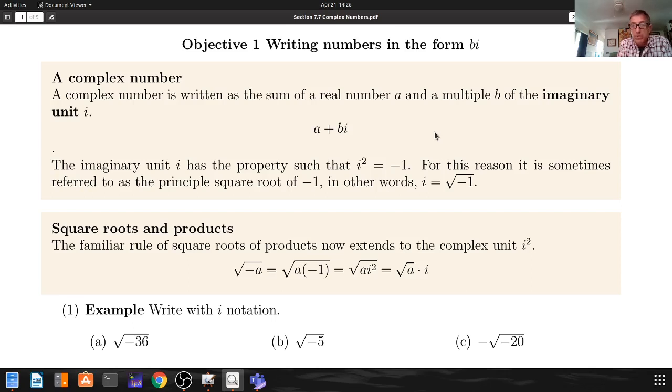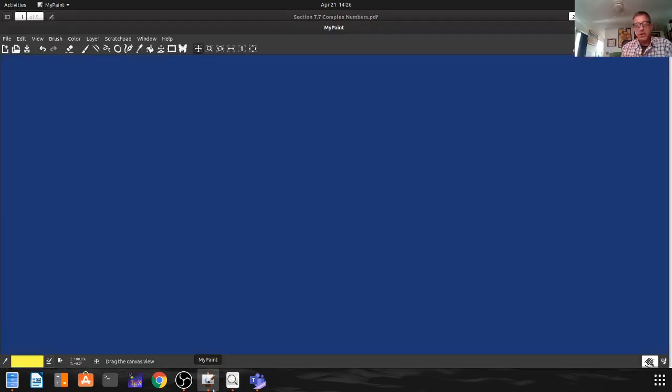i is not a real number. But when I throw i into the pot, I can write a whole bunch of numbers this way, a plus bi. So let's look at some examples here. Here are some examples. 7 minus 2i and 7 plus 20i.